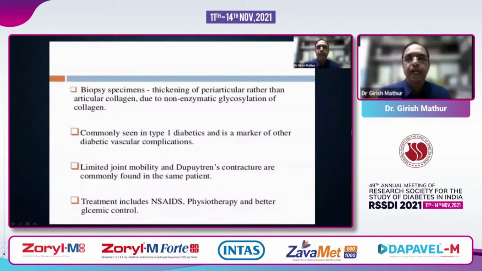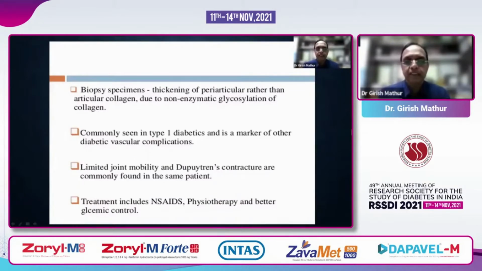Biopsy shows thickening of periarticular rather than articular collagen due to non-enzymatic glycosylation of the collagen. It is commonly seen in type 1 diabetes and is a marker of other diabetic vascular complications. Limited joint mobility and Dupuytren's contractures are commonly found in the same patient.